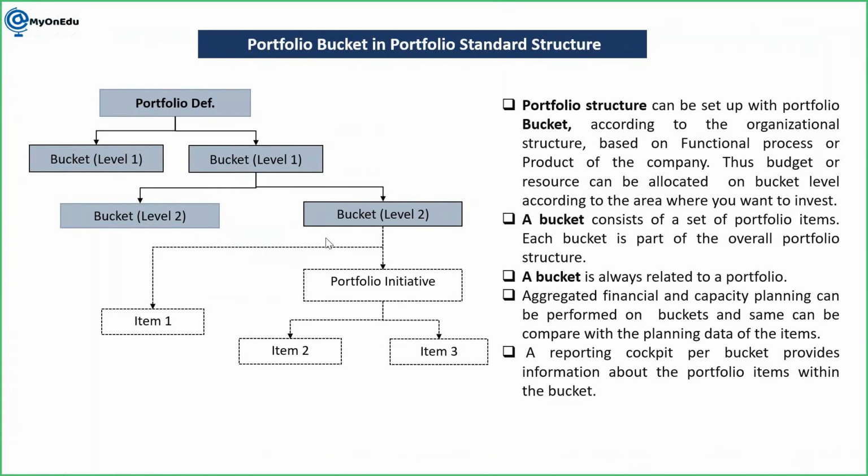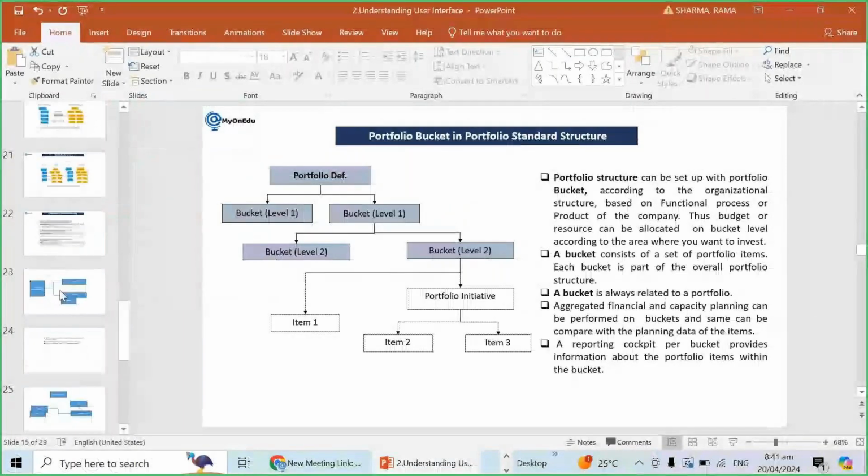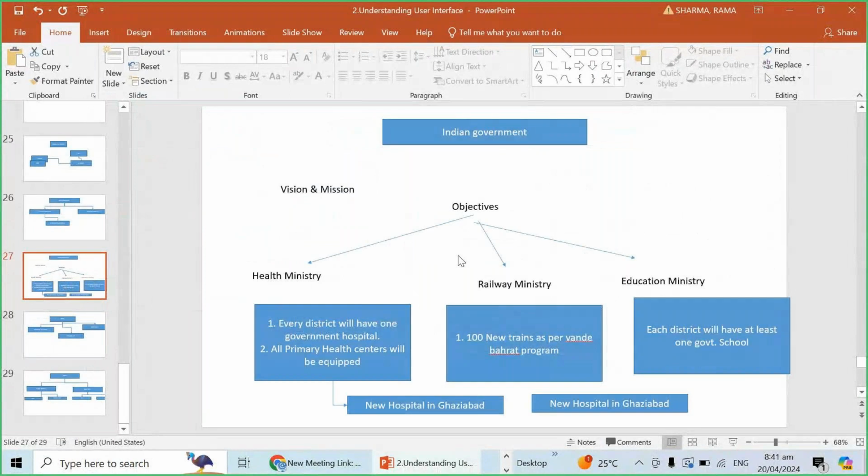So this approach happened from bottom to top. For example, let's take this example of the Indian government. Let's say the Indian government is one portfolio, and the health ministry, railway ministry and education ministry are all different buckets. Whatever budget you define for a particular department is going to aggregate at the top level. The same thing happens when the government is proposing the budget.